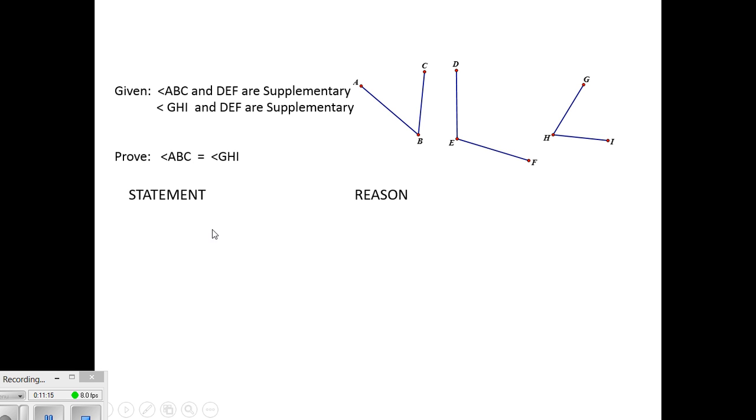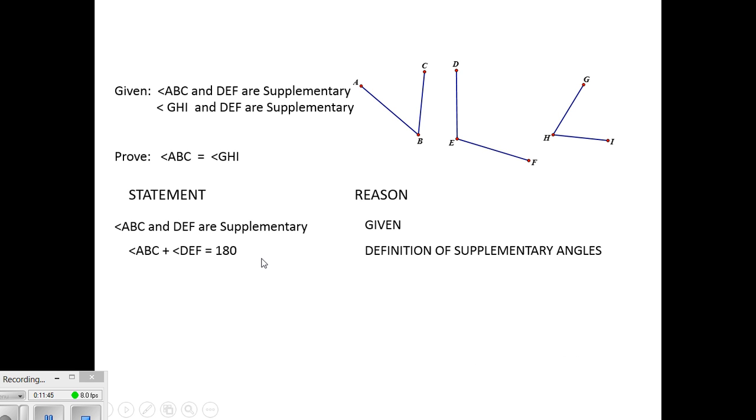We're going to ask you to come up with the statements and the reasons for this. Each given statement is going to make a conclusion from that. If we said ABC and DEF are supplementary, well, it's obvious that's given, so the reason is given. The conclusion of the fact that they're supplementary should imply that their sum is 180, as it is. And the reason: definition of supplementary angles.